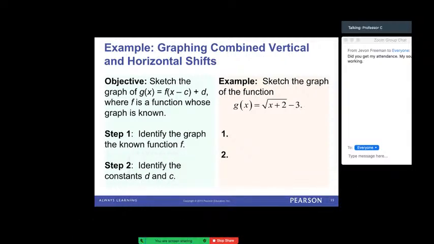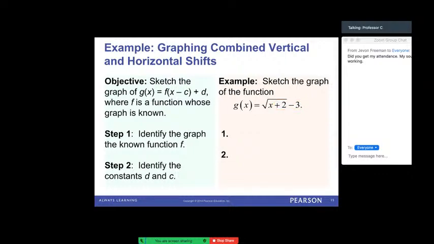All right. So the basic function here is basically the top half of a sideways parabola, but then we have two transformations we need to account for. First, if we look at this plus 2 on the inside, that's going to move it left by 2 and then down by 3. Right?